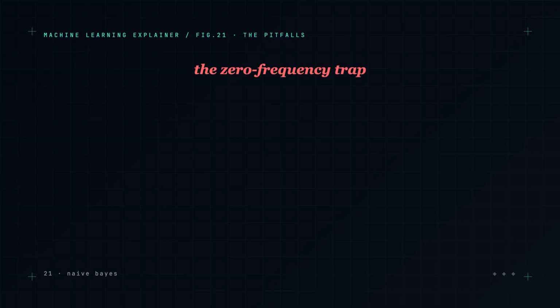But watch the traps. The independence assumption means it can't capture how features interact. And there's the zero frequency problem. If a word never appeared in spam during training, its probability is 0. And that 0 multiplied in wipes out the entire estimate. The fix is smoothing. Pretend every word was seen at least once, so nothing is ever truly impossible.